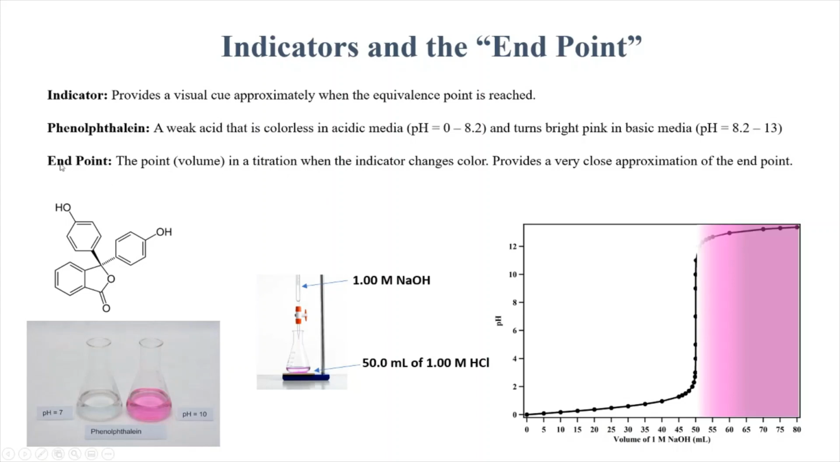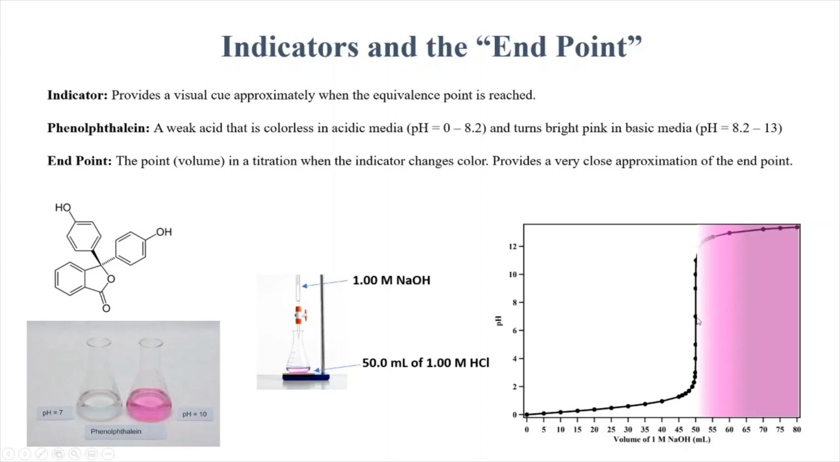So now let's compare the endpoint to the equivalence point. So let's just take a look at this graph. Now what I've done on this graph is I've put on the graph where we start to get a color change relative to the equivalence point. So the equivalence point is right here. So the equivalence point should by definition be at exactly a pH of 7. Now phenolphthalein, although it's pretty good, it doesn't change color until 8.2.